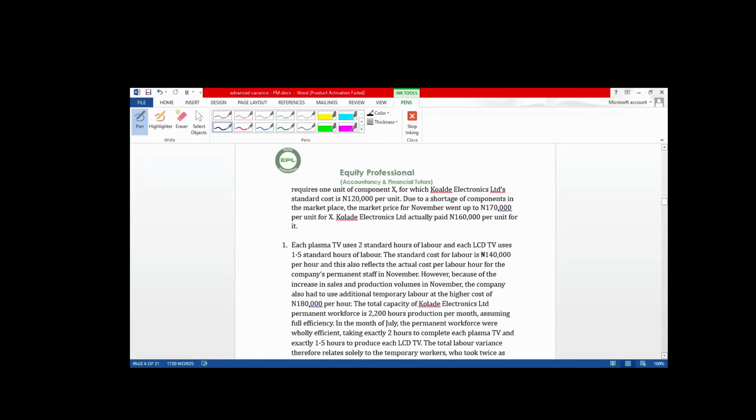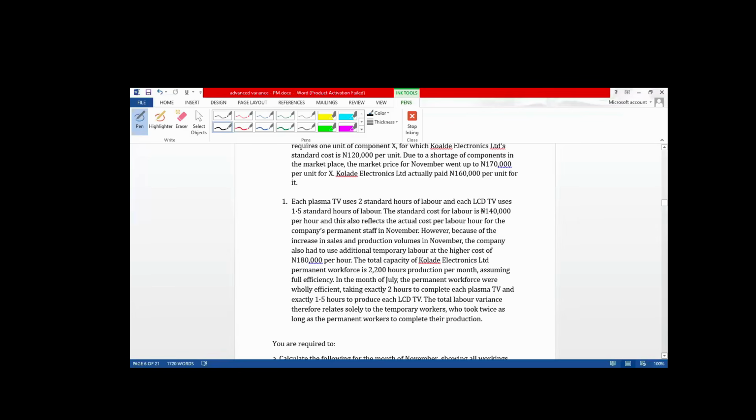The total labor variance, therefore, relates solely to the temporary workers. The temporary workers are not efficient. The total labor variance relates solely to the temporary workers, who took twice as long as the permanent workers to complete their production.